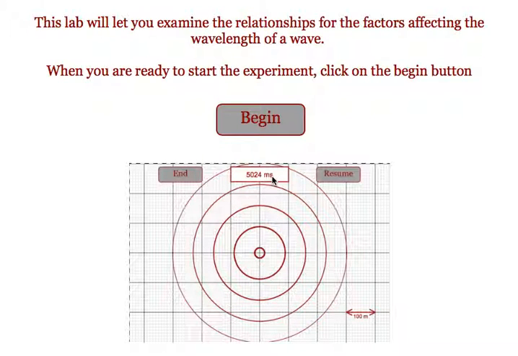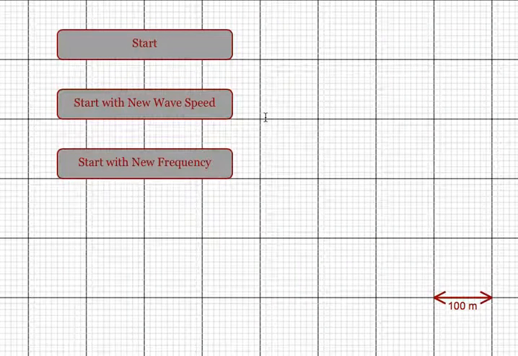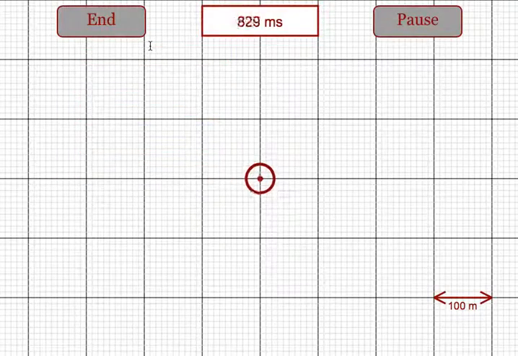This simulation was designed to allow students to visualize and determine the relationship between the wavelength of a wave, the frequency, and the speed of the wave. What students will do is click on the begin button, and then they could just click on the start button, which will start generating a wave.